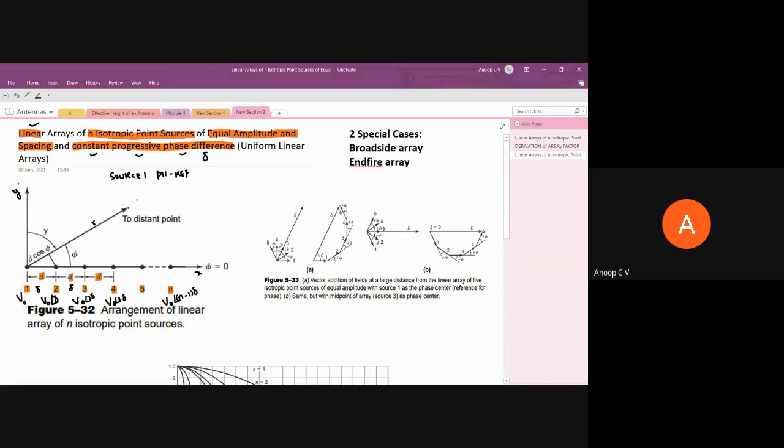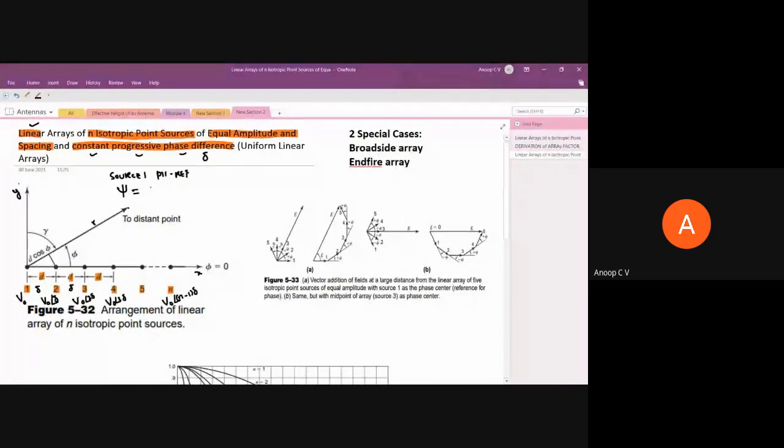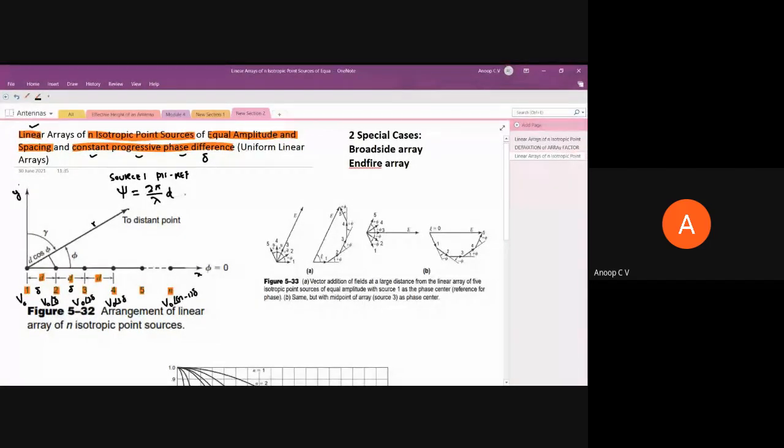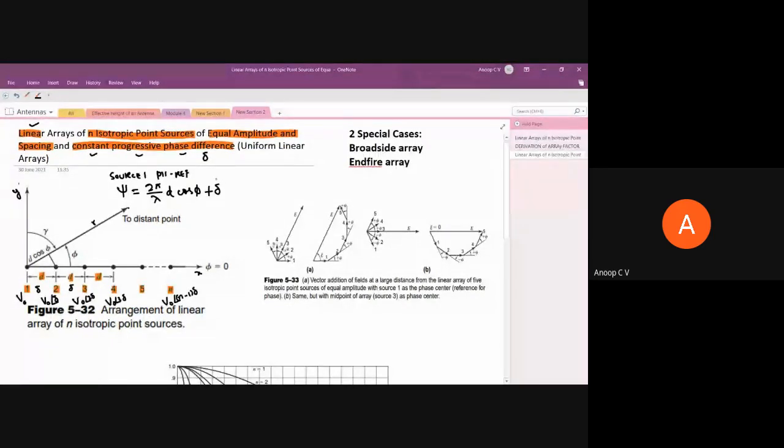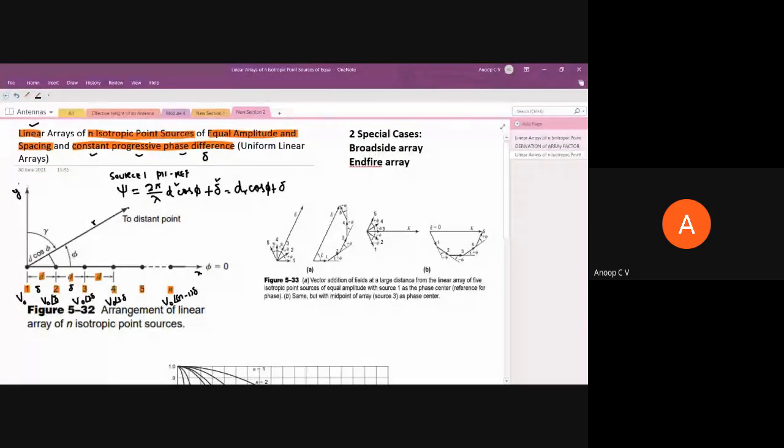So the total phase difference between any two adjacent sources can be written as 2 pi by lambda times d cos phi plus delta. It involves the initial phase offset and also the phase difference due to path difference, right? Or else I can write it as dr cos phi plus delta, right?